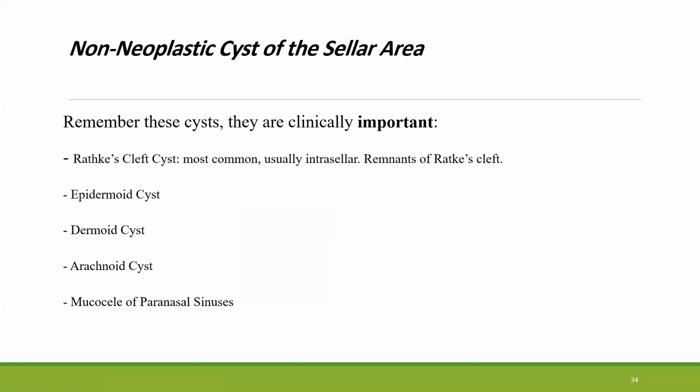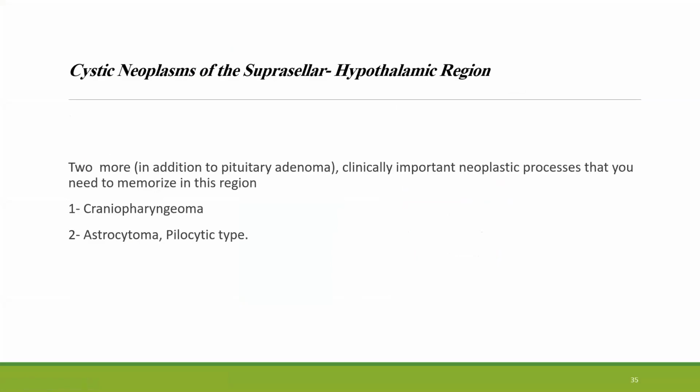These are important cysts. It's common in real practice. We can see multiple cystic lesions, or a solid lesion other than the pituitary adenoma. Remember the Rathke cleft cyst. Remember the epidermoid cyst, dermoid cyst, arachnoid cysts, and mucoceles. So all of these cysts can be seen in the area.